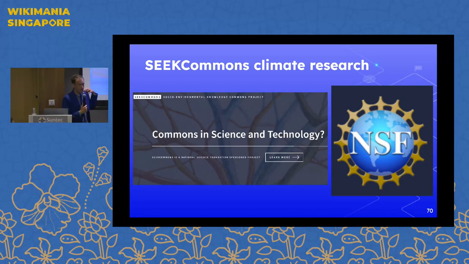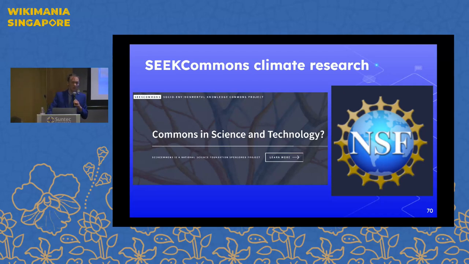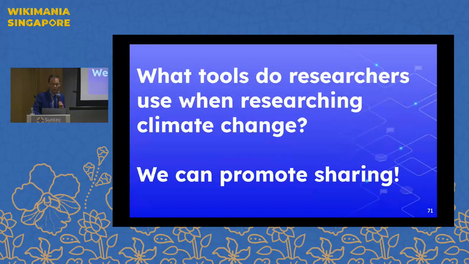This is called Seek Commons. It's an environmental or climate change project, and we're going through all kinds of research projects trying to find what data sets they use, what software they use, what hardware they use, so that people can share more easily. These values of openness that we've cultivated in the Wiki community also affect the scientific community greatly. If we hadn't done so much discussion of Creative Commons licenses in the past 20 years, people would not be doing the kind of open licensing that they're doing in science right now.